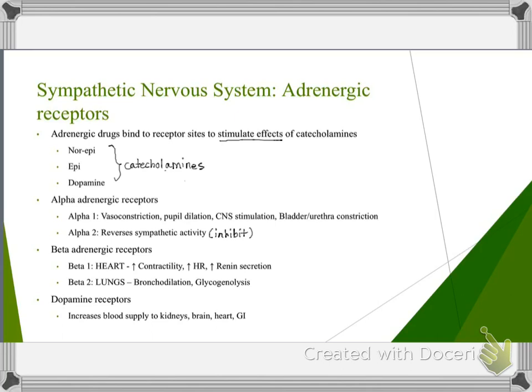Or not. Okay. If we stimulate the beta 1 adrenergic receptors, then we are going to cause an increase in contractility. We're going to cause an increase in heart rate. We're going to cause renin secretion, okay? If we stimulate the beta 2 adrenergic receptors, we're going to cause bronchodilation, okay? We're going to cause glycogenolysis, which is the release of glucose from the liver.